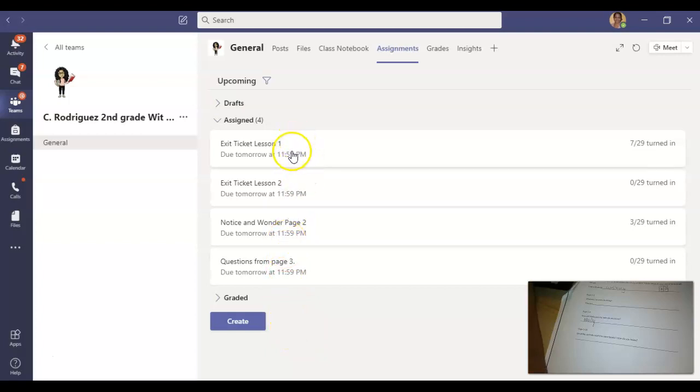I know that some of you completed the exit ticket for lesson 1. That's okay. If you have not, you go and you complete it. You complete your exit ticket for lesson 2. Your notice and wonder page, page 2. You go ahead and take a picture of it and upload it. And your questions from page 3. You take a picture of it and you upload it. And that is it for today's lesson. Remember, if you did not finish any of the notice or wonders or the questions from page 3, we can work on it on our live where I am able to help you.